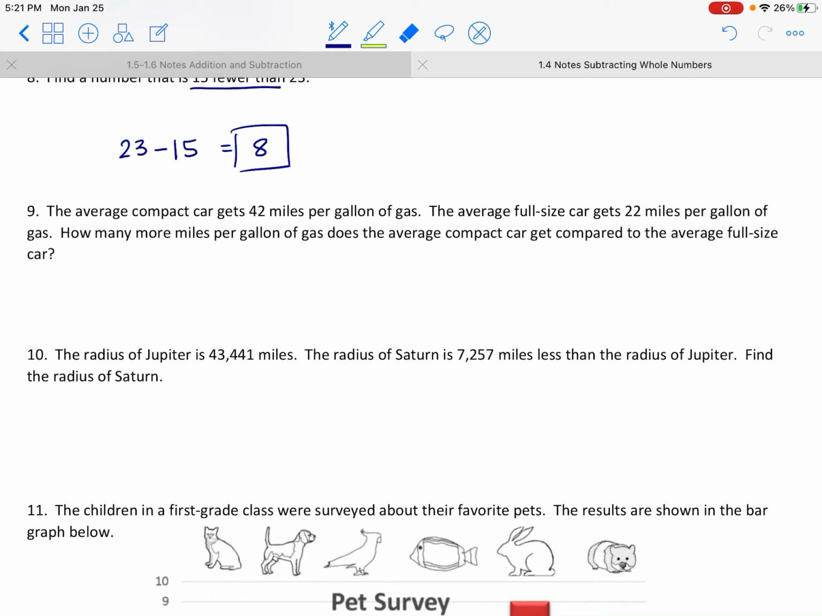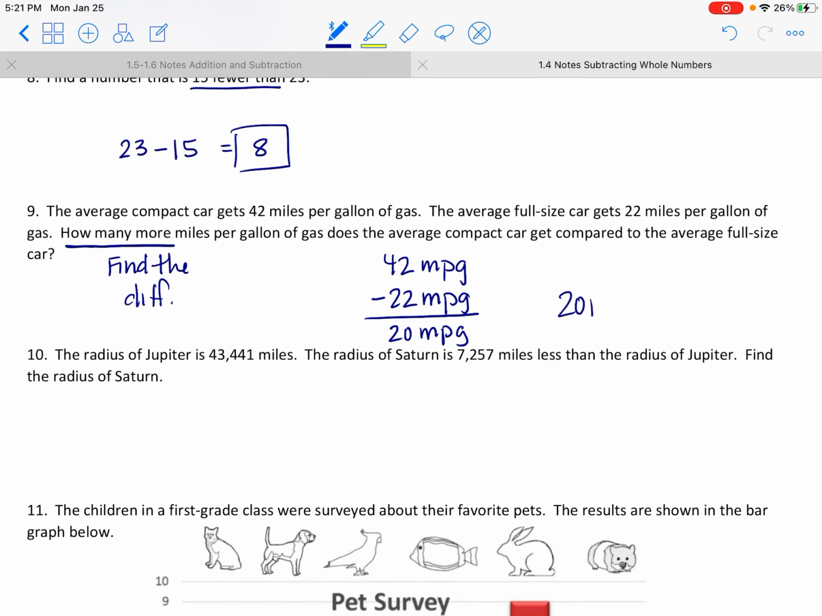So what we want to do, how many more means find the difference. So we have 42 miles per gallon. Miles per gallon is MPG if you wanted to abbreviate. Subtract out the 22 miles per gallon. And that's a difference of 20 miles per gallon. So 20 miles per gallon more. That's how much more the compact car gets than the full-size car on average.